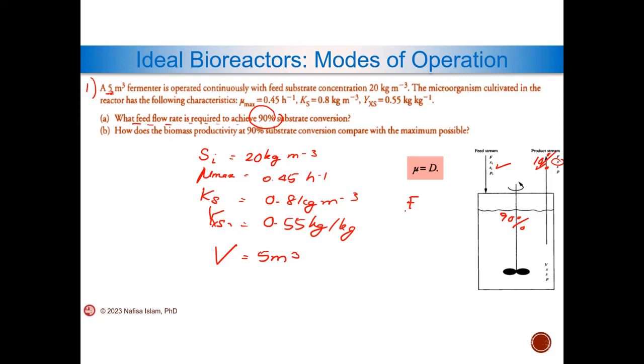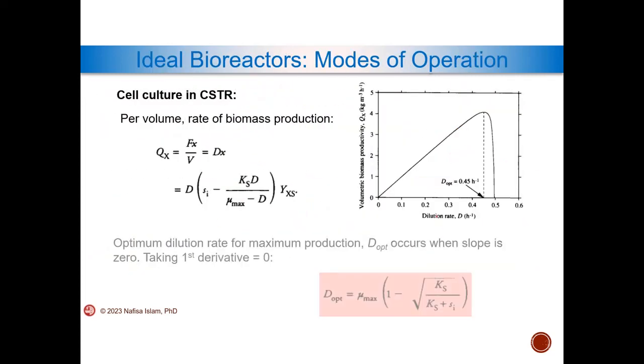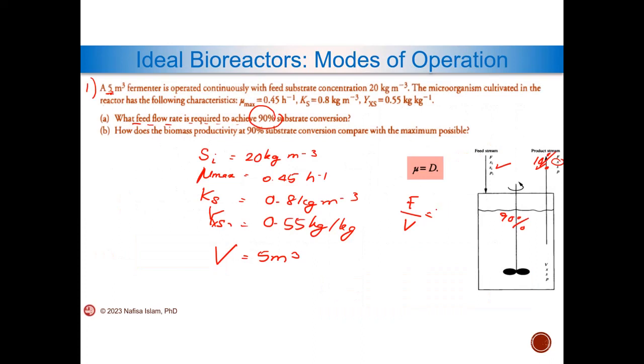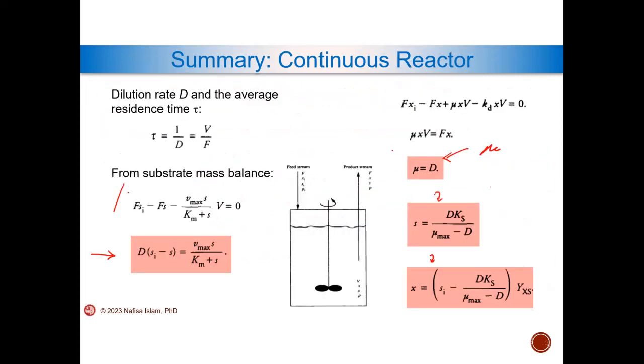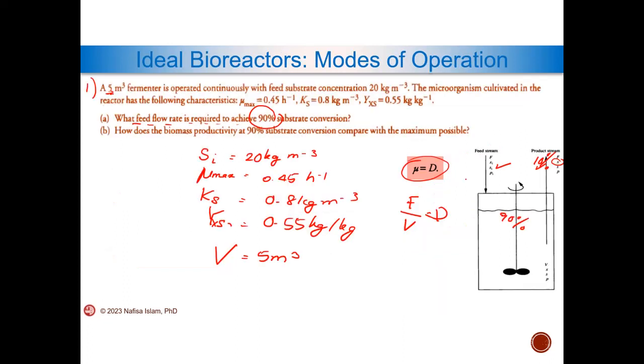Also we know that F by V is the inverse of tau, which is D. And our governing equation, this one is very simple. You just use this governing equation because substrate we don't need. You can use S and then KS and all this, but this comes from here, so this is the most simple thing to use. Let's go for the very simple thing. Mu is equal to D is equal to mu max S by KS plus S.